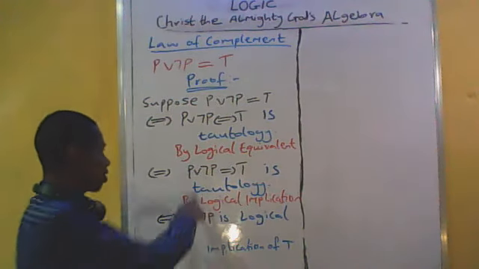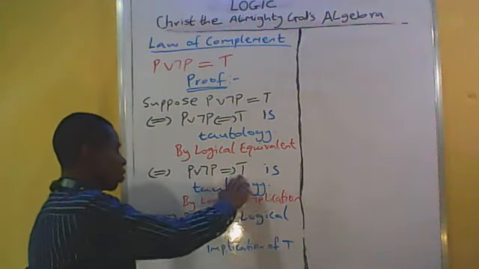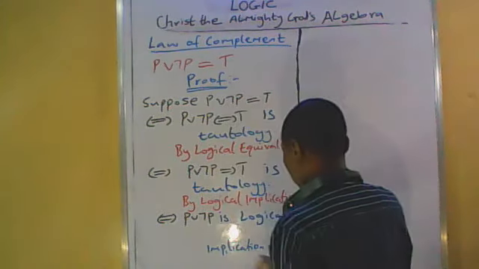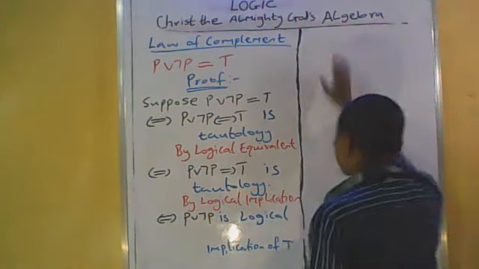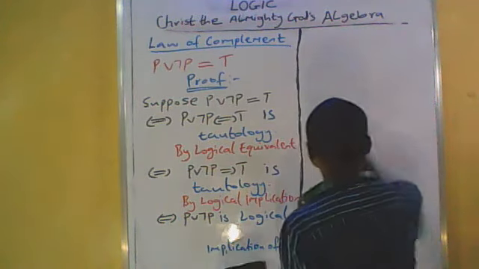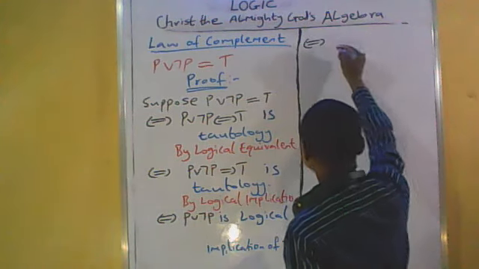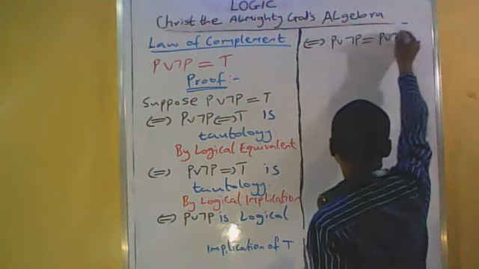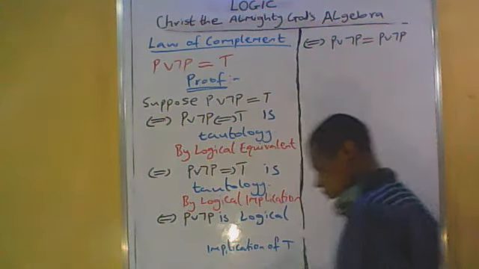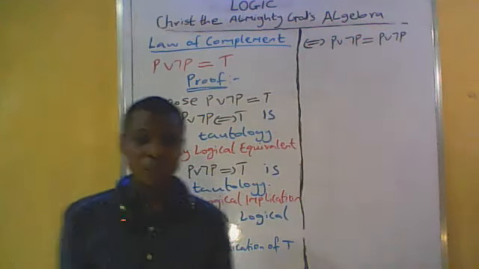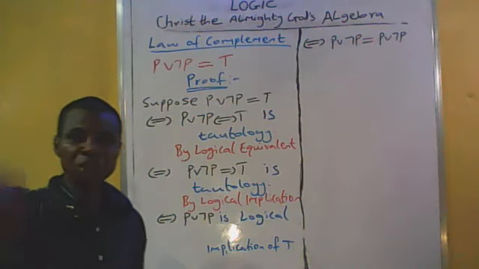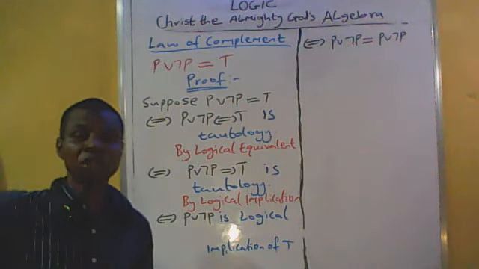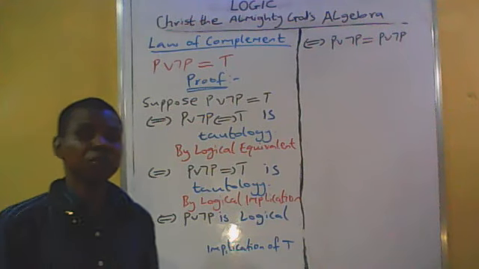That means this antecedent is implication of the consequent T. So if this is true, P or not P is logical implication of T is true. Also, this must also be true. So if and only if P or not P is equal to P or not P. That means P or not P is equal to itself. It is true that P or not P is equal to itself because it's logical equivalent.